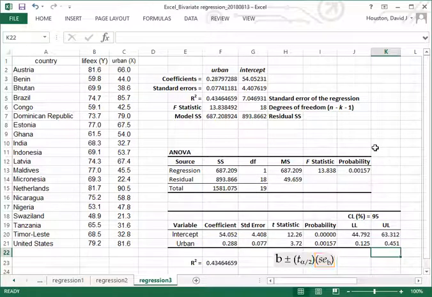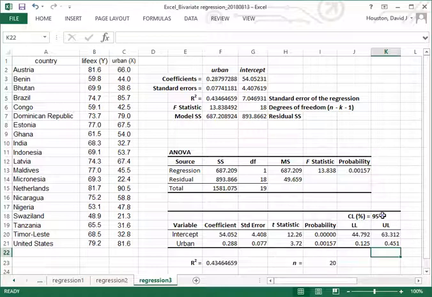And this indicates that based upon our observed sample of 0.288, using a 95% confidence level, it's likely that this sample was drawn randomly from a population where the true parameter estimate for the relationship between urban and life expectancy falls somewhere between 0.125 and 0.451.